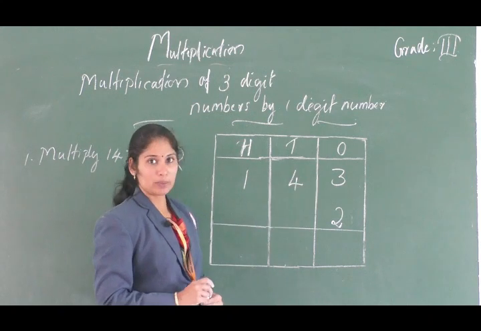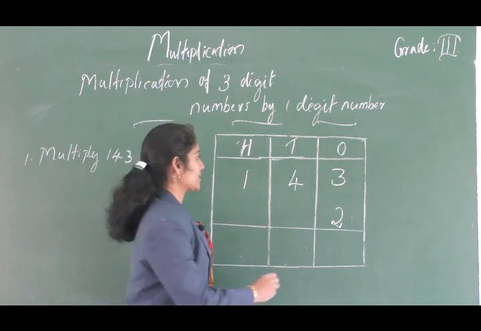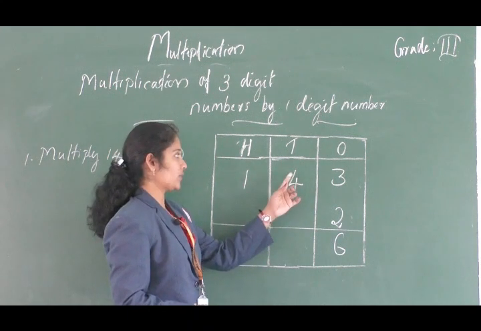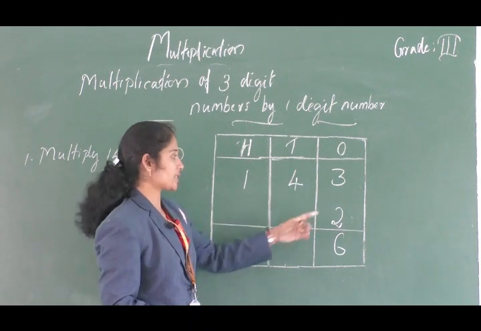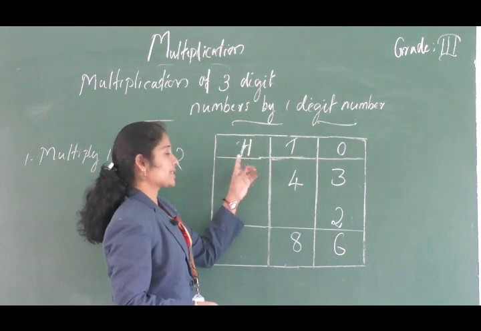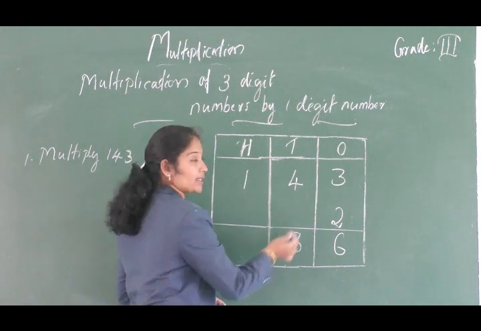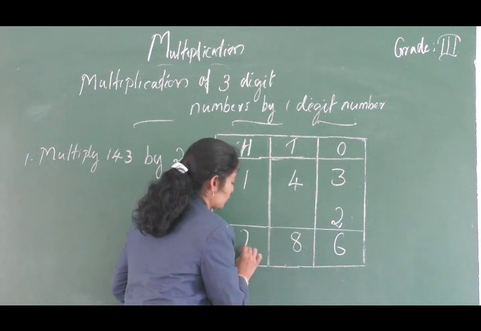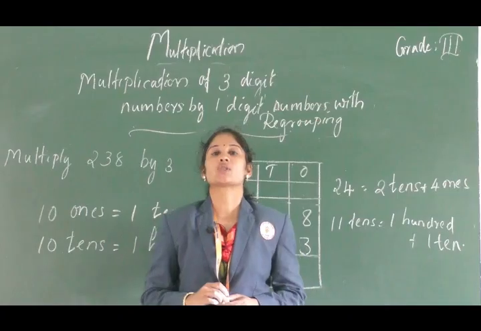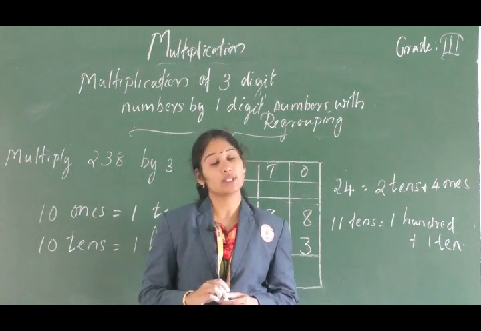So first we have to multiply ones place. 3 ones into 2 ones. Yes, 6. Next which place? Yes, tens place. Here we have 4 tens and 4 tens into 2. Yes, 8 tens. And next which place? Yes, hundreds. We have 100. So 100 into 2. Yes, 1 into 2, 2. The answer is 286.